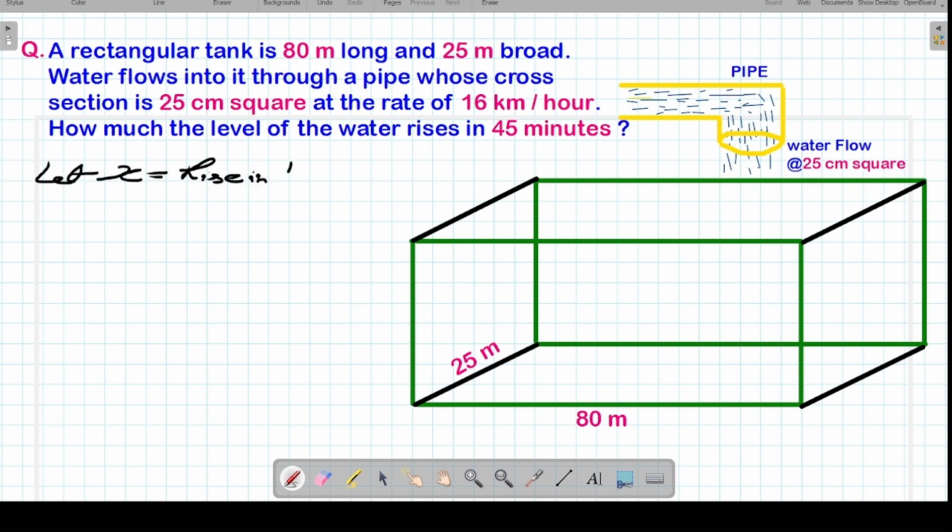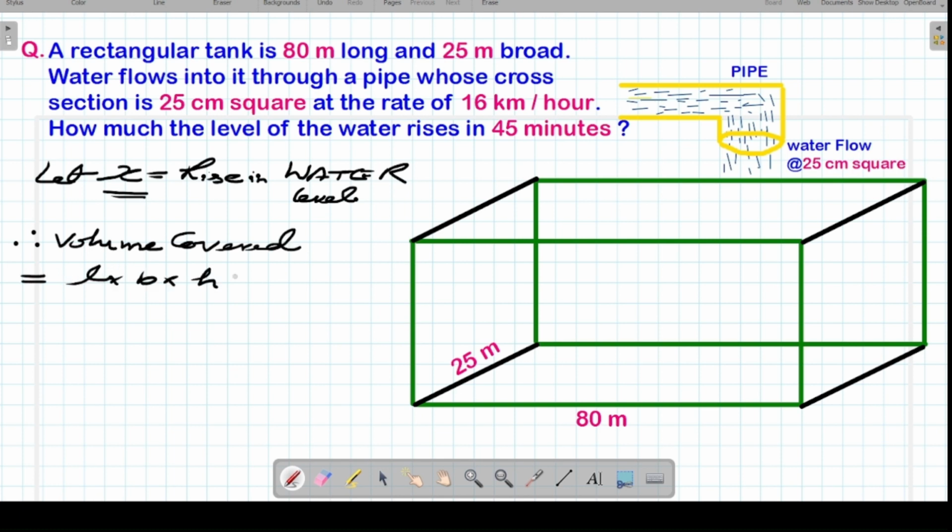So the question is, a rectangular tank is 80 meters long and 25 meters broad, and water flows into it through a pipe whose cross section is 25 centimeter square, and the rate of water flow is 16 km per hour. Now, how much does the level of water rise in 45 minutes? When the pipe is allowed to give water into the tank for 45 minutes with the same flow, what is the level of water which rises in the tank?